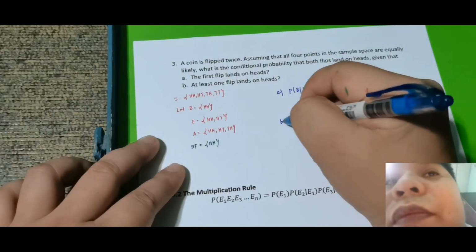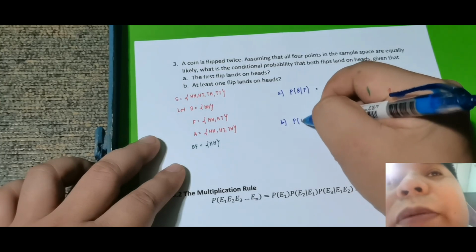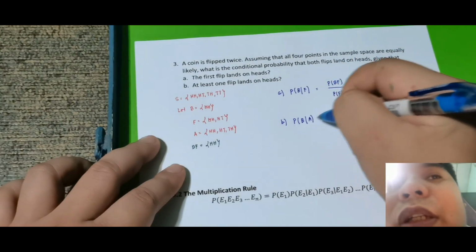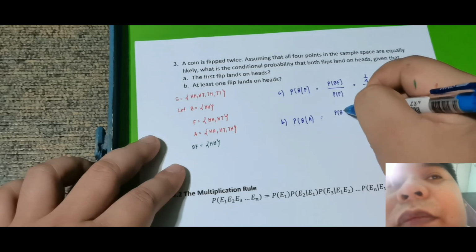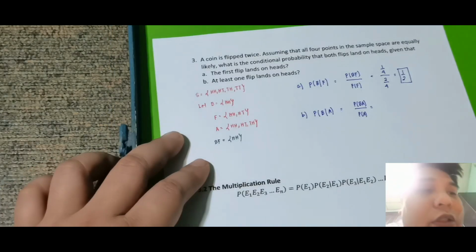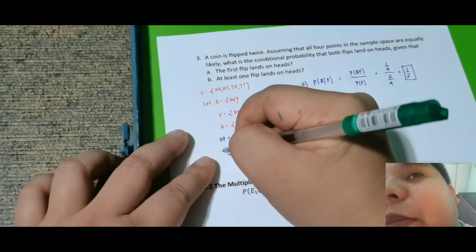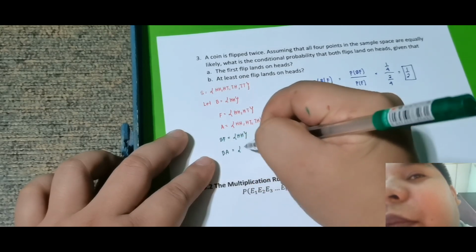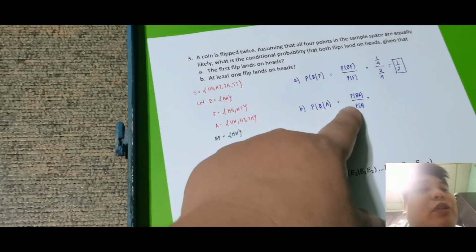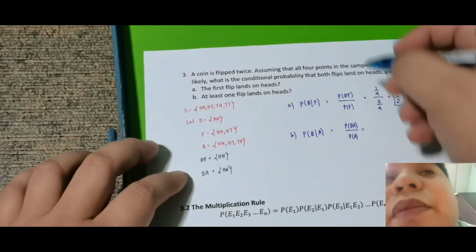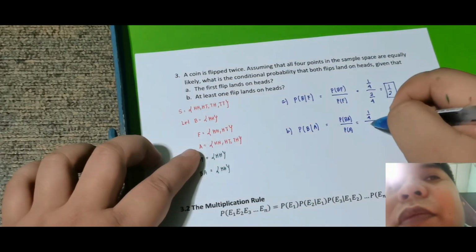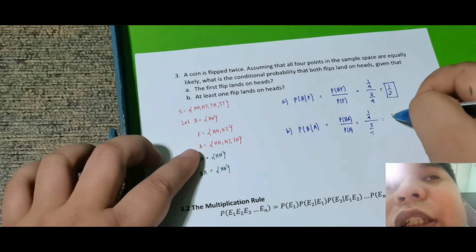Next, part B. What is the conditional probability that both flips land on head given that at least one flip lands on head? So this is A. This is the probability of B and A over the probability of A. What is the intersection of B and A? It's still HH. So the top is still 1 over 4, since the sample space is always 4. All over the probability of A, which is 3 over 4. This is just equal to 1 third.